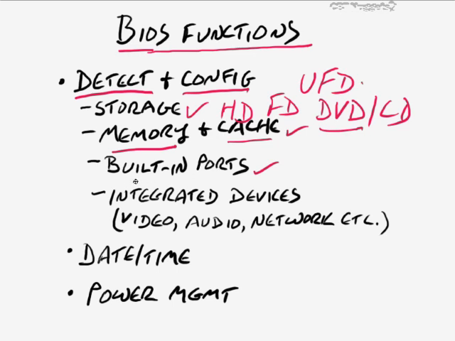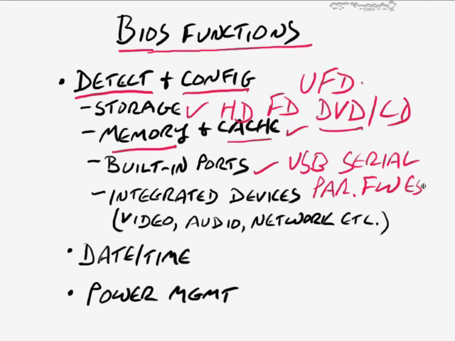Then we also have detection and configuration of your built-in ports. This could be ports such as USB. It could be serial ports, which are kind of primitive these days. You don't really see them very often anymore. Parallel ports. What else do we have? FireWire, or 1394, is another way of describing those. Could also include eSATA. Kind of running out of room there. But a lot of those different kinds of ports that we have there, your PS2 for a keyboard and mouse, all that kind of stuff is detected by the BIOS.